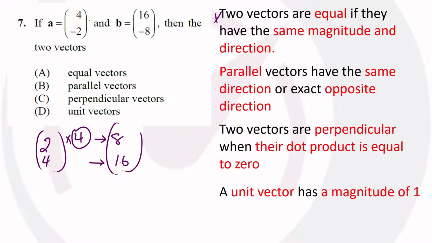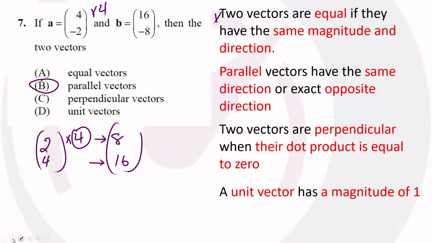Anyway, what number could I multiply (4, -2) by to get (16, -8)? Oh look, it's the same 4. 4 times 4 is 16, and 4 times -2 gives me -8. Because they have a scalar relationship, it is fair to assume that they are parallel. So they are going in the same direction, just that B is 4 times bigger than A.